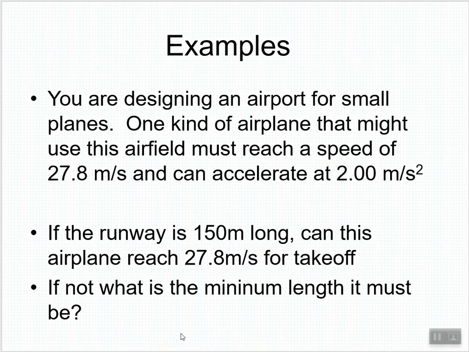Alright, so here's our first problem. I'm going to go through here and make a list. It's very similar to the one we had at the beginning of class where I made a list, but now we've got some different numbers. You're designing an airport for small planes. One kind of airplane that might use this airfield must reach a speed of 27.8 meters per second.